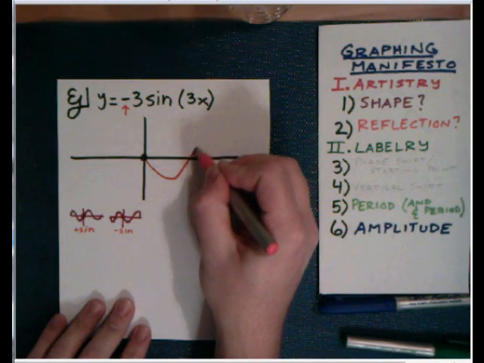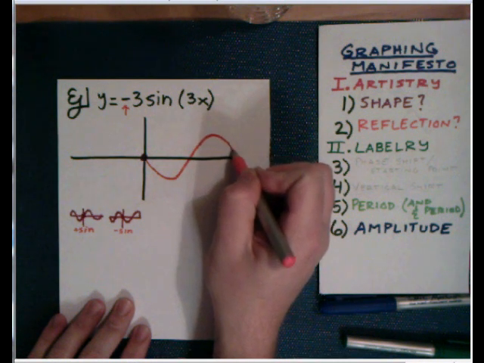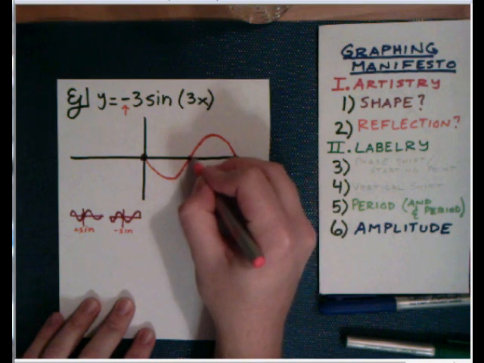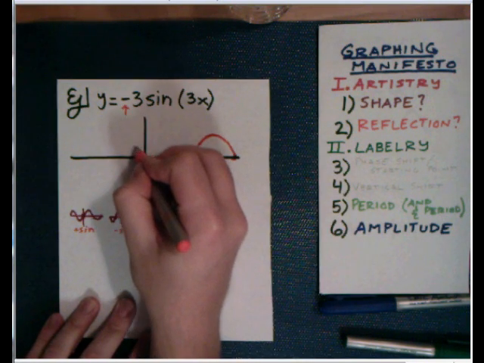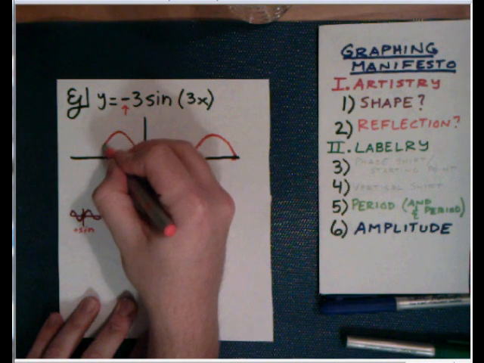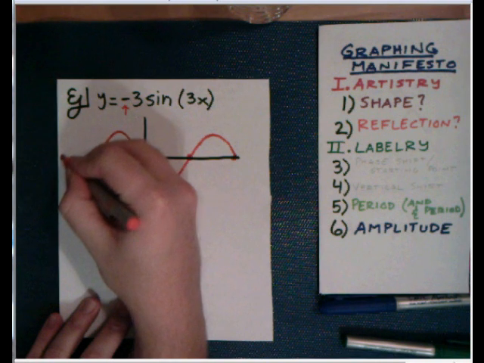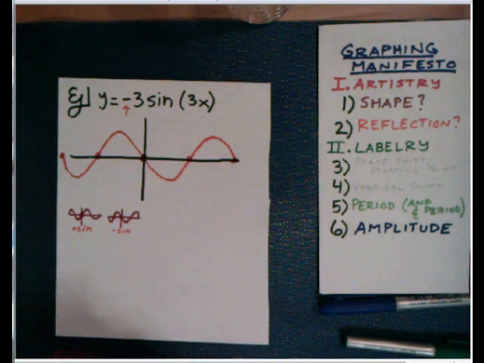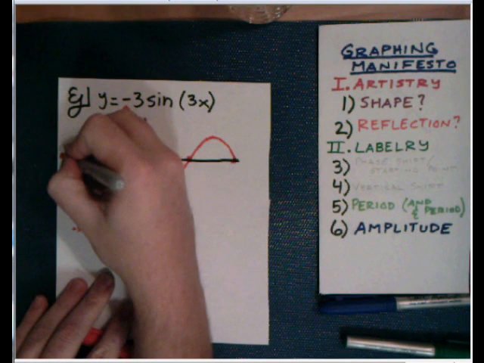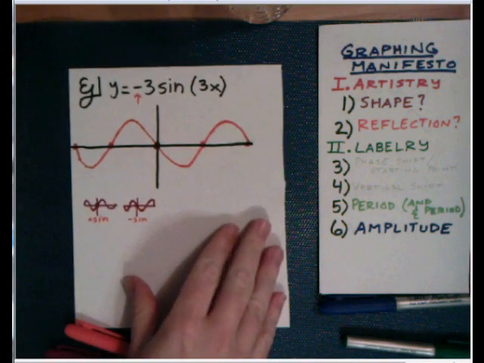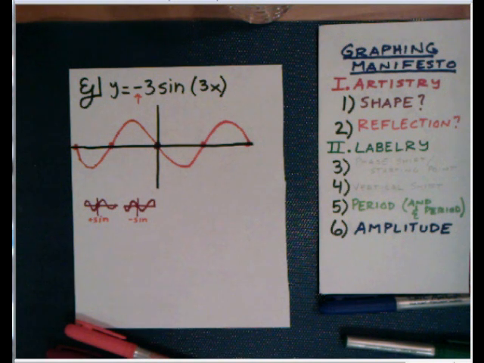And again, I'm using multiple colors here. I have no idea if they're actually showing up on the video because I don't really see it very well. Okay, so I'm just going to put some dots there. Then again, I'll go back. Okay, that's going to annoy me, so let me fix that. There we go. Totally perfect. Okay, and there's my start of my sine curve. So I've got the shape and reflection done. The artistry of the Graphing Manifesto is taken care of.